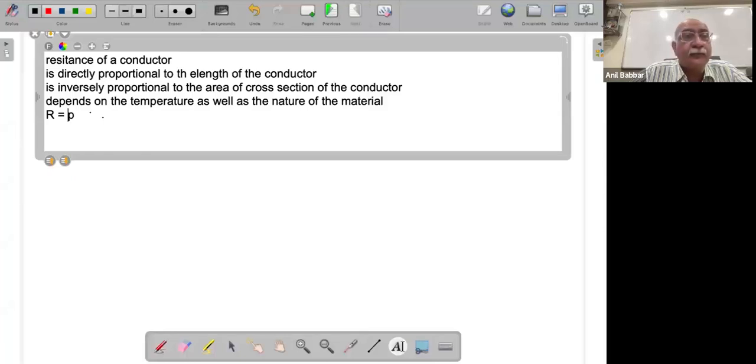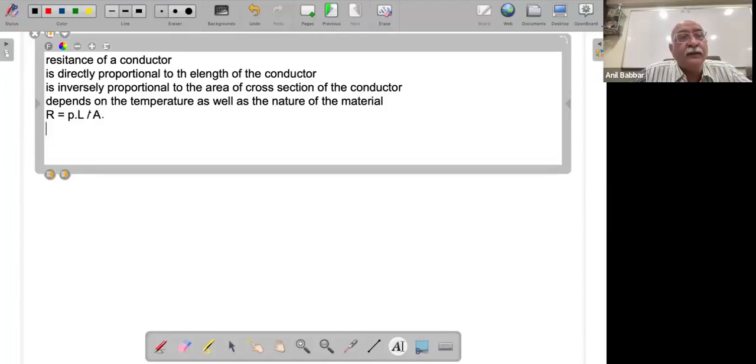Rho, say, L whole upon A. This rho is called the specific resistance, or it is also called the resistivity of the material, as it's the characteristic property of the material.